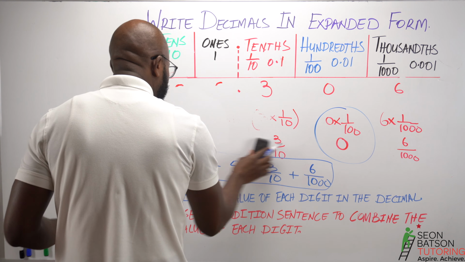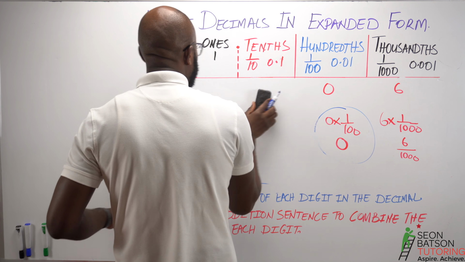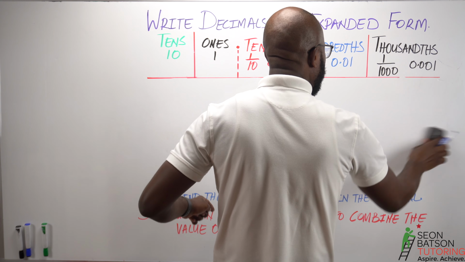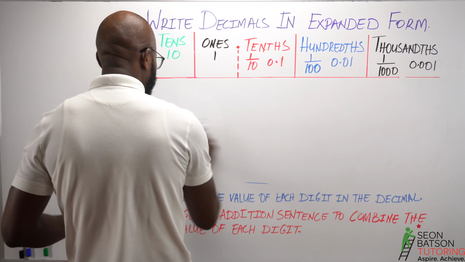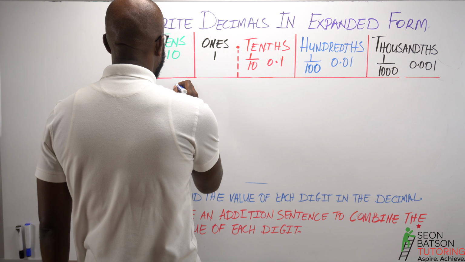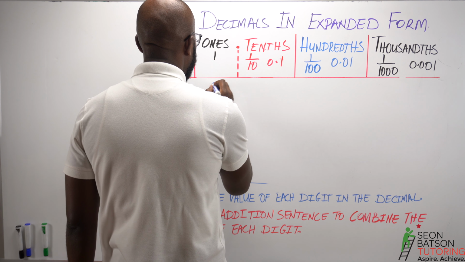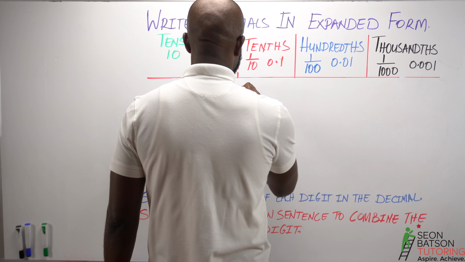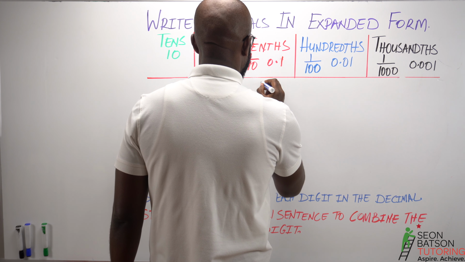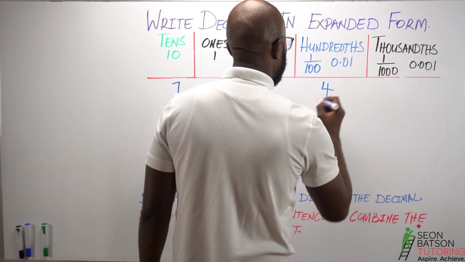Now, guess what time it is? It's your turn to shine. Come on. It's your turn to shine. Hey, your turn to shine. Come on. All right. Let's put a big 7 here. Let's put a big 8 here. This is our point. Let's put a 0 here. And let's put a 4 here.